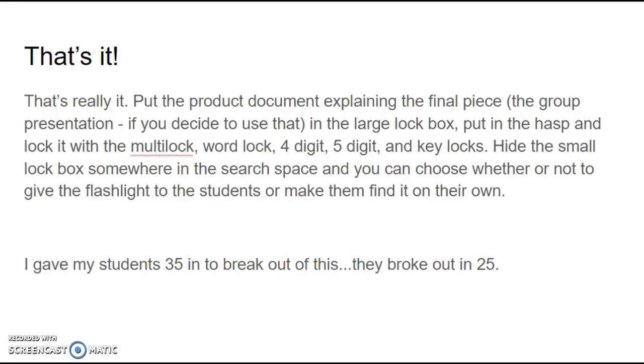I told my students I would give them a special Proxima Centauri flashlight that they could use, but you could always make them find it. And it turns out I gave my students 35 minutes to do the breakout, but they only needed 25. They broke out in 25 minutes, and they were pretty psyched. So that's about it. Hopefully that all made sense. There's more explanation again on the document. Thank you.